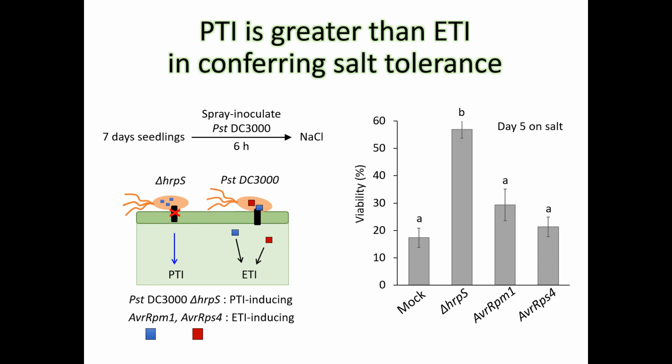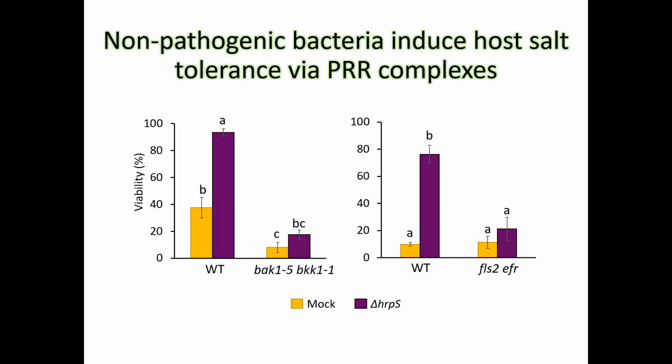Now, this non-pathogenic bacteria-induced salt tolerance also requires PRR complexes. As you can see here, this BAK1 BKK1 double mutant is incapable of full activation of PTI signaling, and this mutant is incapable of inducing salt tolerance. What is interesting is that the loss of just two pattern recognition receptors, FLS2 and EFR, is already sufficient to attenuate bacterium-induced salt tolerance. So this points to the significance of pattern recognition receptors when it comes to bacterium-induced salt tolerance.